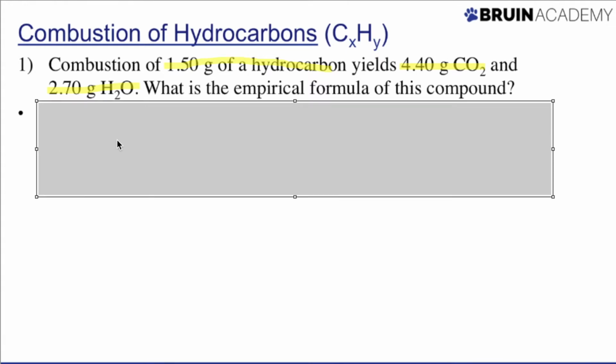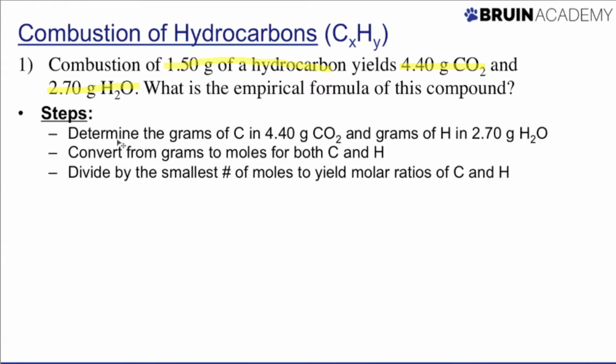Okay, so here are the steps you have to take. And it's actually very simple if you know the steps, and there's only 3 of them. We'll do them step by step. The first is determine the grams of carbon in the 4.4 grams of CO2 and the grams of hydrogen in 2.7 grams of H2O. So let's just go ahead and start there.